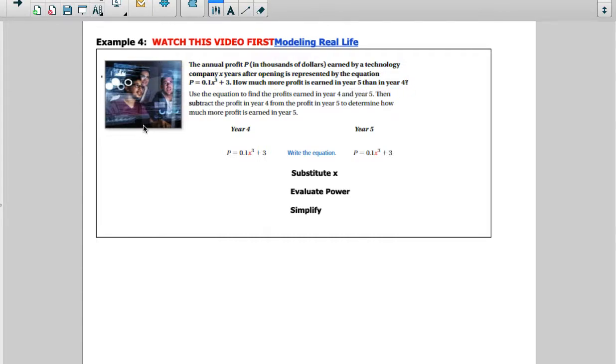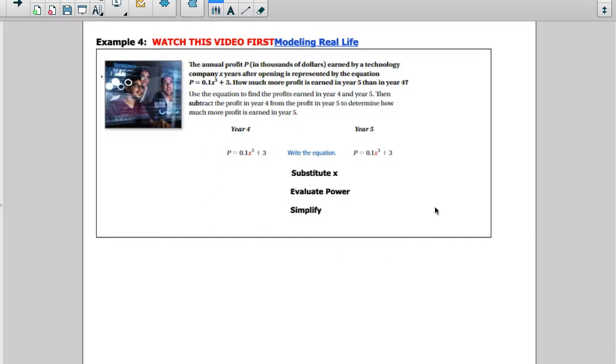So to break down this real life problem, we need to look at the equation and find the profits earned in year 4 and year 5. And then we need to subtract the profit in year 4 from the profit in year 5 to determine how much more profit is earned in year 5.